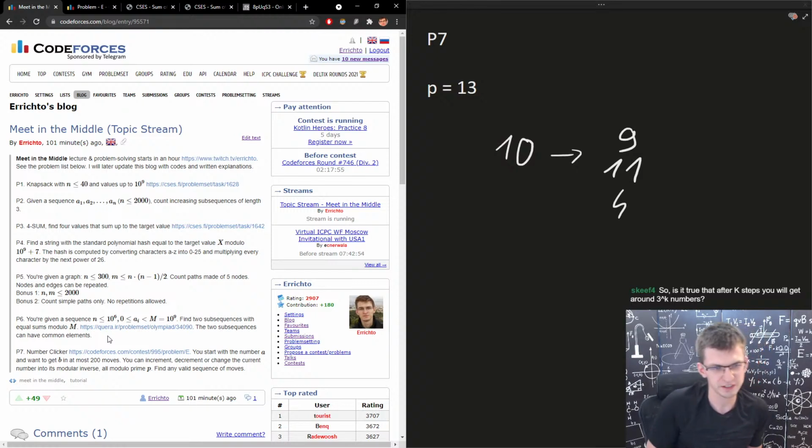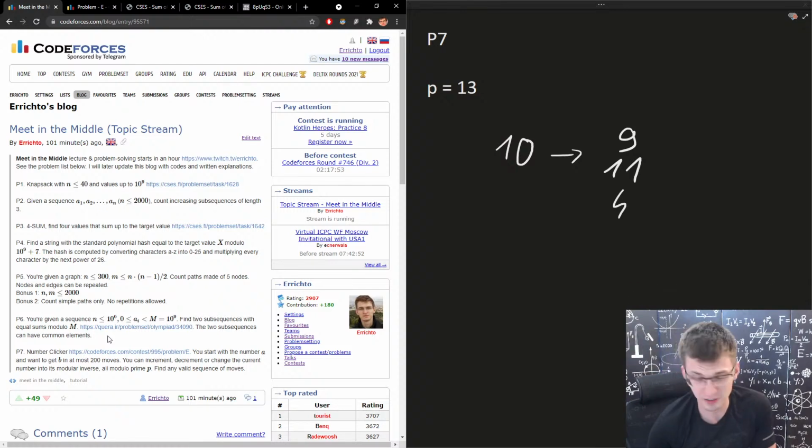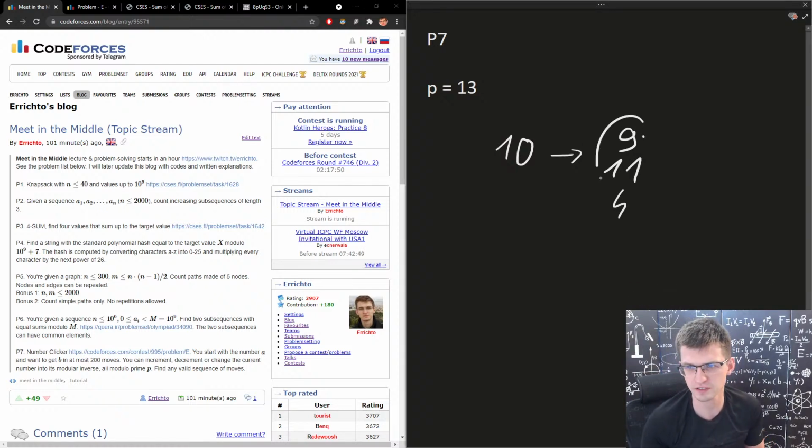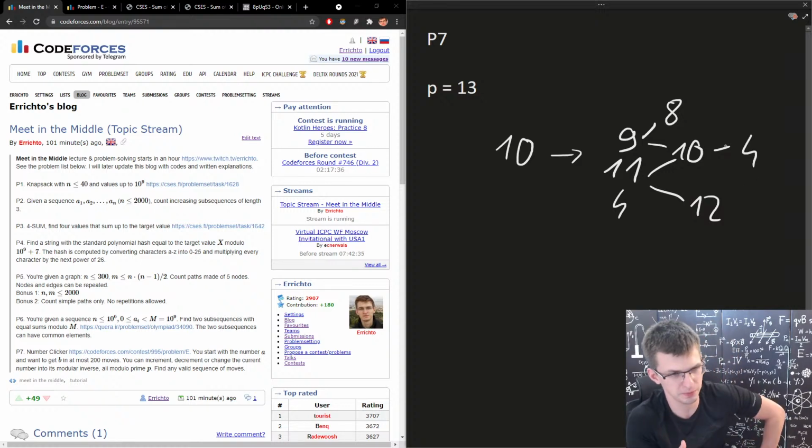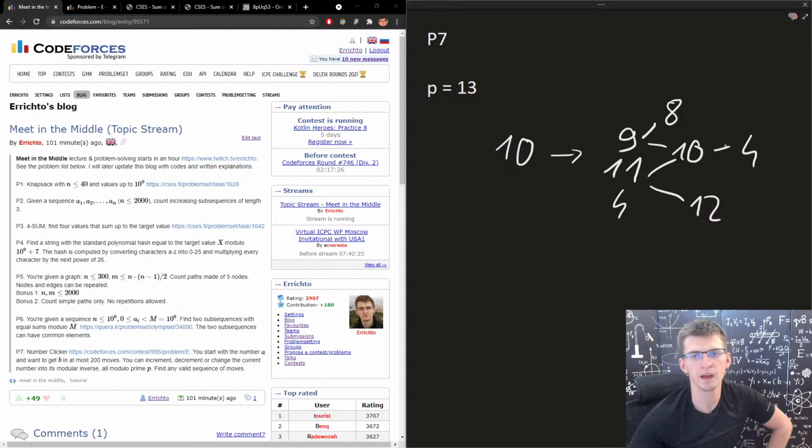After k steps, you will get around 3^k numbers. Not really 3^k, because of this -1 versus +1. If you keep going from this, you get 8 or 10, or this or 12. So 10 will be repeated a lot, and again from 10 we will get 4. There are a lot of repetitions, but I think we should expect at least 2^k numbers. We will have a lot of numbers. The solution is a combination of birthday paradox and this going from the start and from the end.